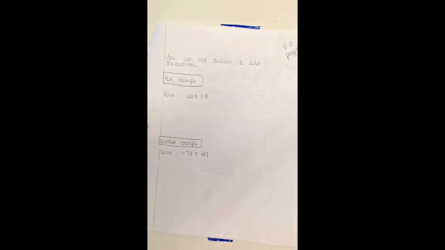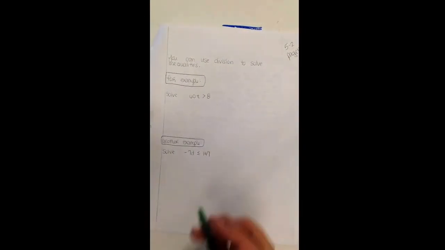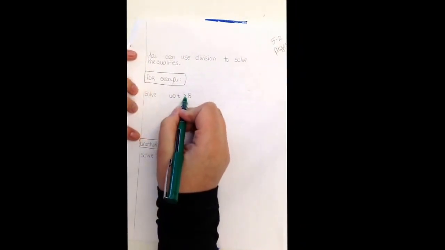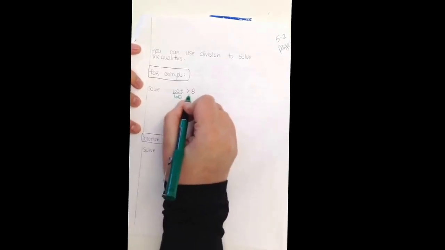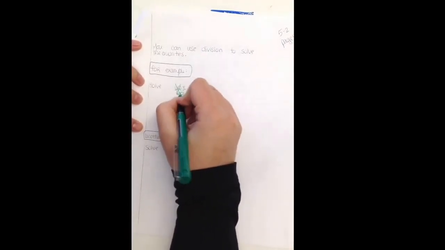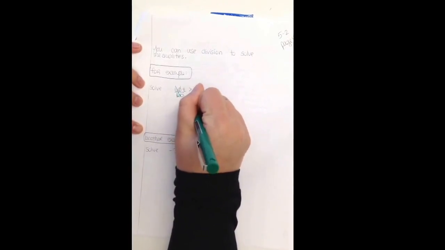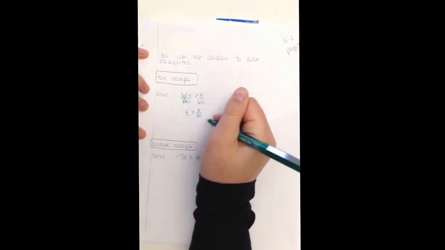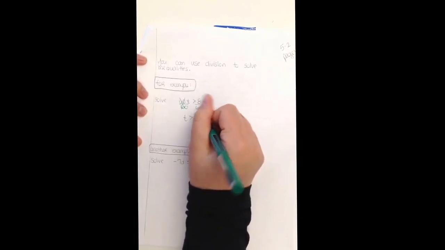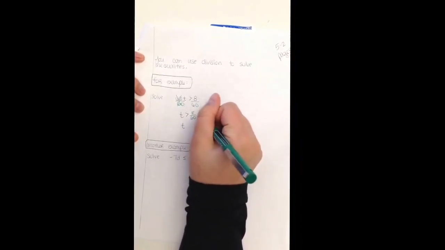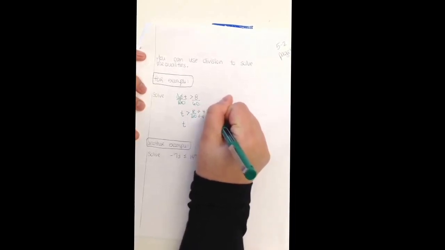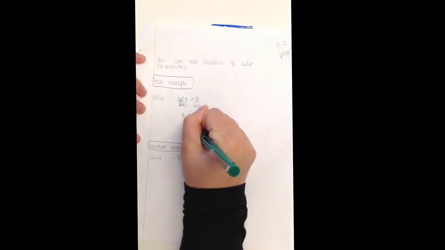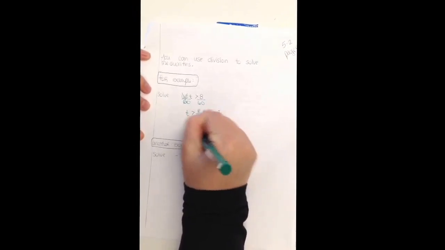So we can use division just like you can use addition, subtraction, and multiplication to solve inequalities. If I have 60t is greater than 8, in order to solve for t, I divide by 60. I get t is greater than 8/60. I want you to leave it in fraction form, but we can reduce it. So I'm going to reduce it by 4, and that gives me 2/15. And that would be my solution.